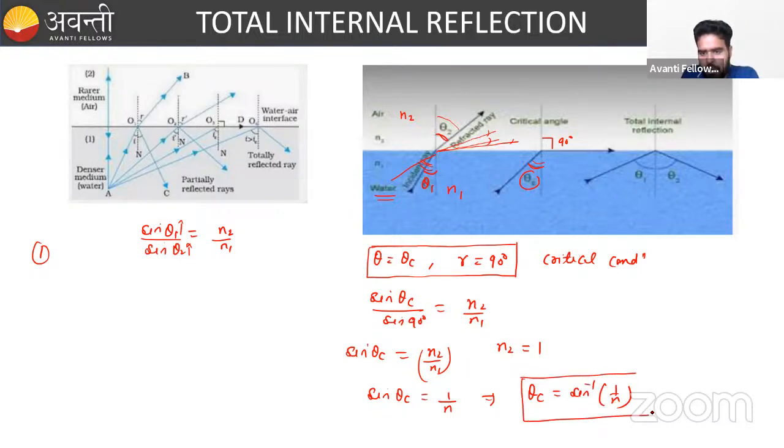So there are basically two conditions. What is the condition for TIR? Light must be traveling from the denser medium to the rarer medium. This is the very first condition. And the angle must be greater than the critical angle. If our theta is greater than theta c, then this light is reflected back into the same medium, and it must follow the law of reflection.